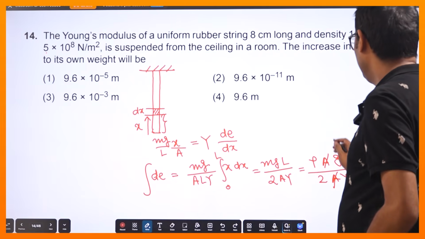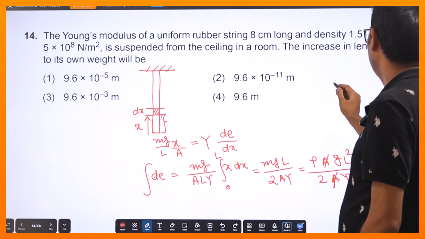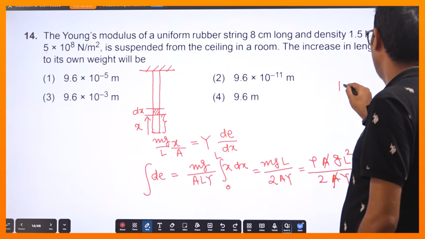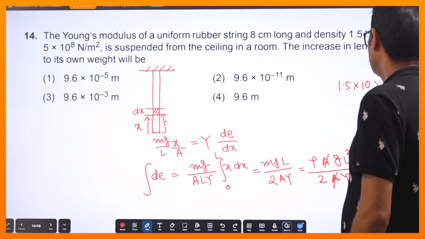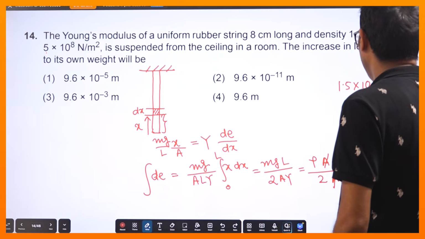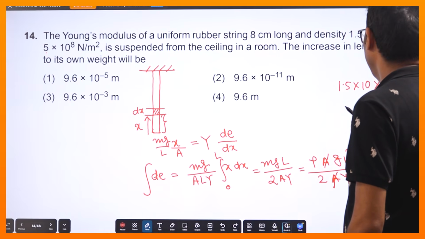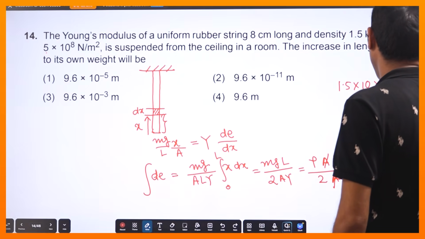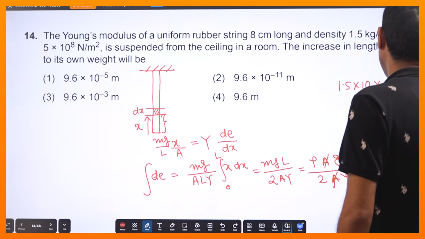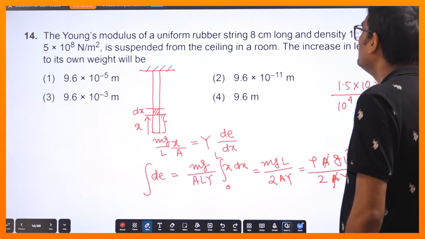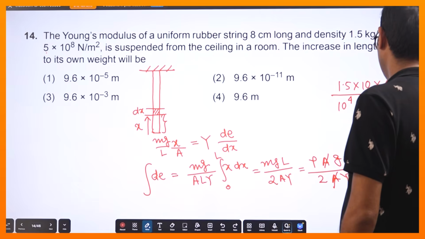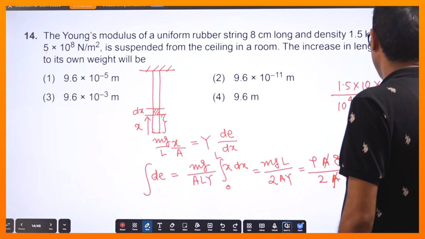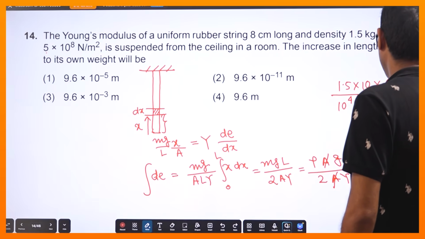And I can say that the dimension of rho is given kg per meter cube. It's 1.5. G I'm taking 10. L square, what is the value of length L? Length L is 8 centimeter, right? 8 centimeter. So it is 64 divided by square means 10 power 4, right? And it is 2 into 1. What is Young's modulus? 5 into 10 power 8.